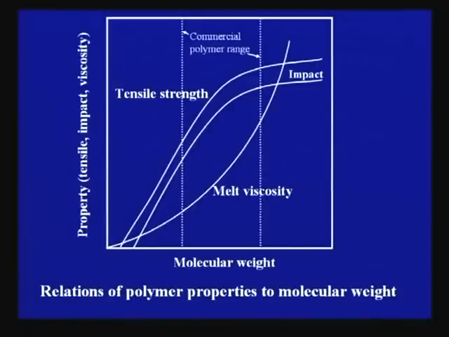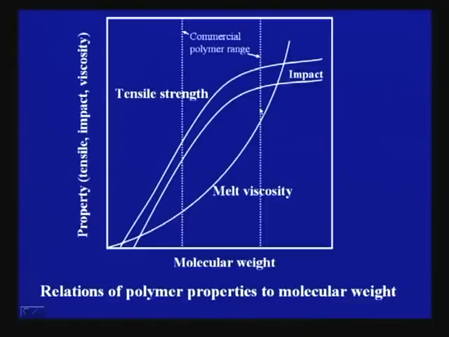In another way, look at the relations of polymer properties to molecular weight. You see here, think of these impact properties, think of melt viscosity. Melt viscosity increases in this fashion with molecular weight, whereas tensile strength increases in this fashion. Beyond a certain threshold value, the increase is not so much as is the case in lower molecular weight species.